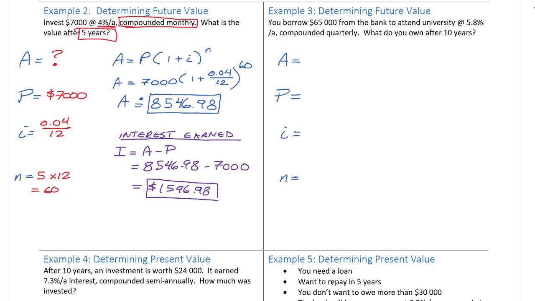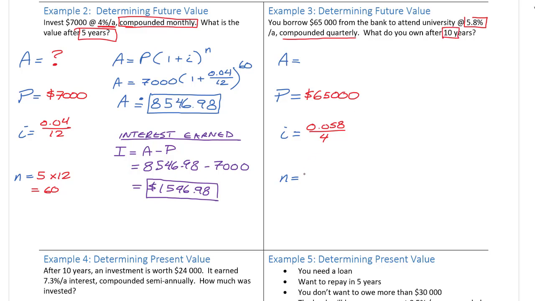So that's the difference. All right, so you borrow $65,000. It's set up the same, whether I'm borrowing or I'm loaning the money or I'm investing it. That's the starting amount to go to university. Okay, 5.8% interest per annum, compounded quarterly. So 5.8% is 0.058 divided by 4. We can calculate that or just leave it like that. I'm just going to leave it like that and calculate it later. What do you owe after 10 years?